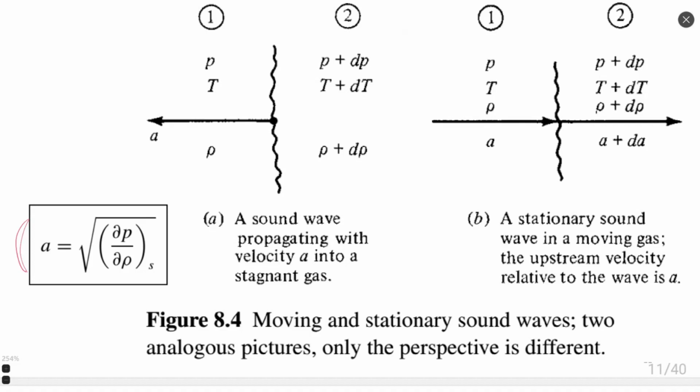So we have an observer in picture A, stationary, and the sound wave is moving. And in picture B, we have the same, but the observer is moving together with the sound wave. So for the observer, the sound wave is stationary, staying in the same position, and the flow is moving with the speed of sound. So the sound wave, not the shock wave, appears to be at the same place.